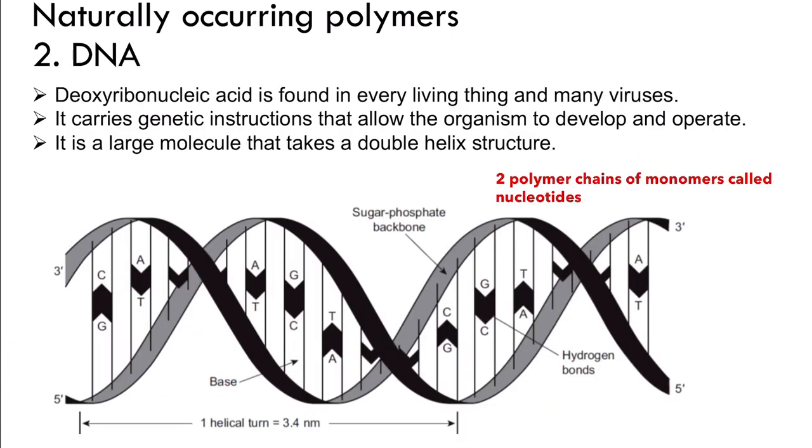We also have the DNA, and when they ask you about the DNA, it is formed of two polymer chains of monomers called nucleotides. And then the two polymer chains, the nucleotides, are connected together through hydrogen bonding between nitrogenous bases, which have the letters C, G, A, and T.